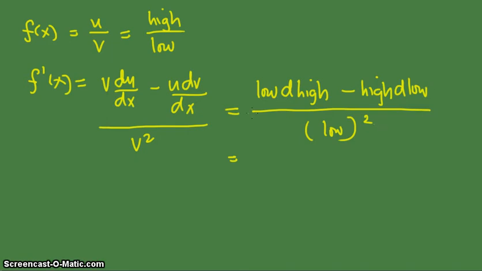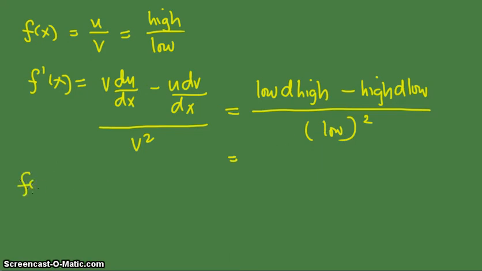Okay, I'll say that again. It's very easy. Low d high minus high d low over low squared. Compared to memorizing v du dx minus u dv dx over v squared, that's not easy to remember. But if I say low d high minus high d low over low squared, then it's easy to remember the idea.